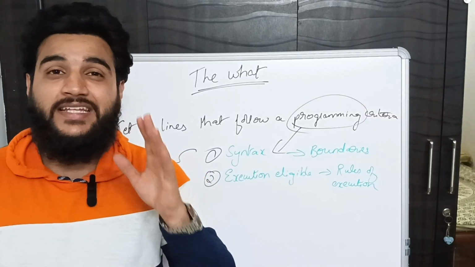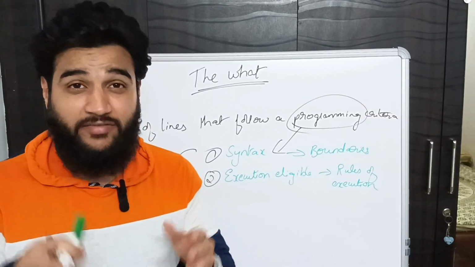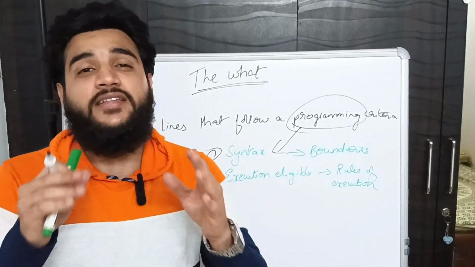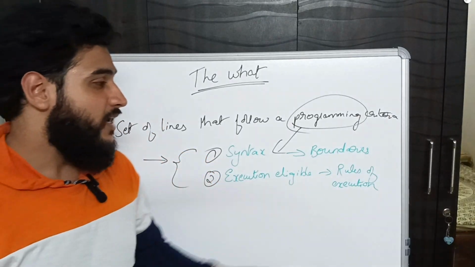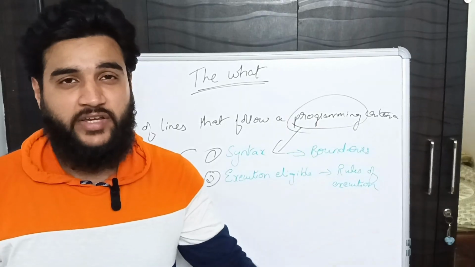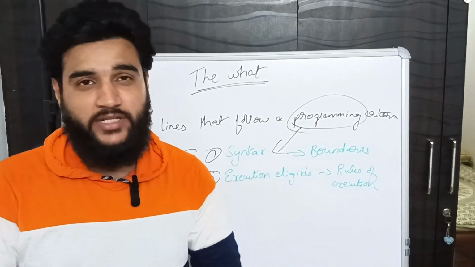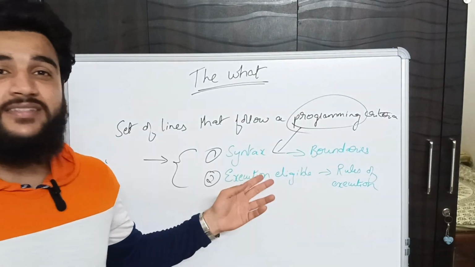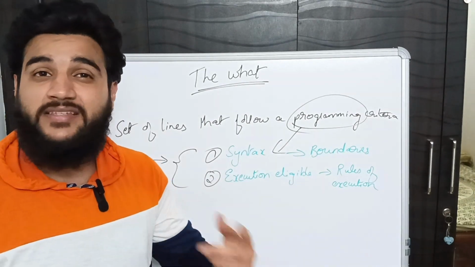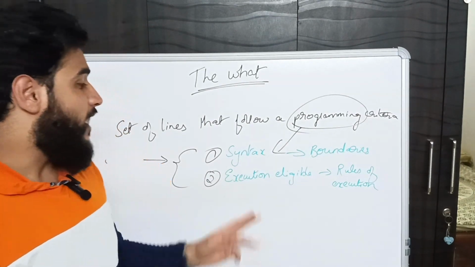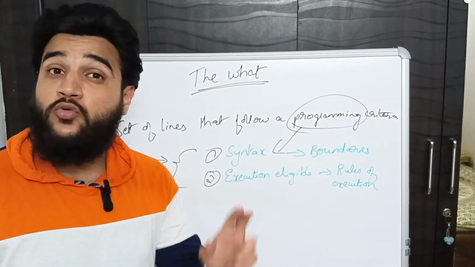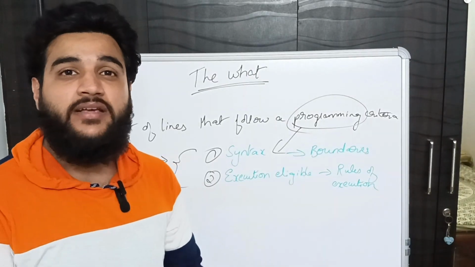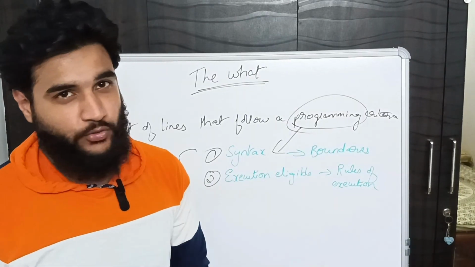For example, in Java, specifically that we are learning in this course, these programming rules are defined by the language specification, as in the Java Language Specification. So syntax is nothing but a boundary that makes the execution logically possible. And the execution eligible criteria are the rules of execution that actually make the program get executed.